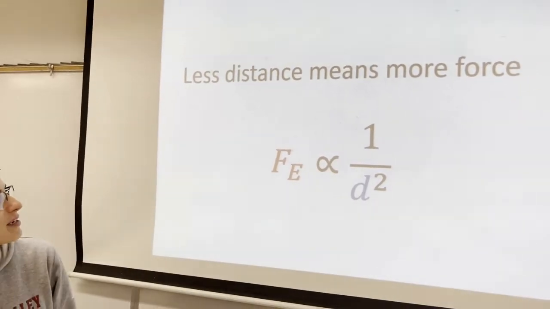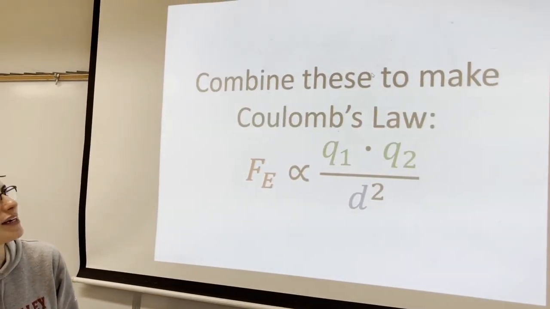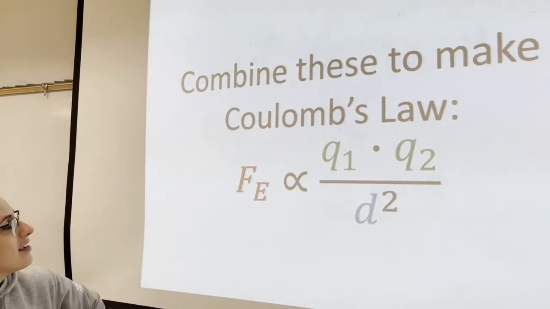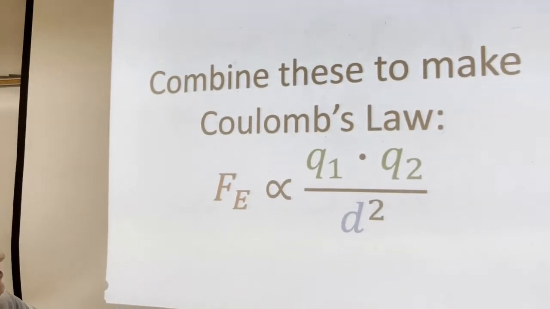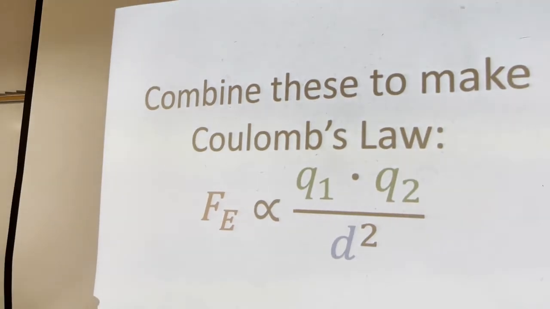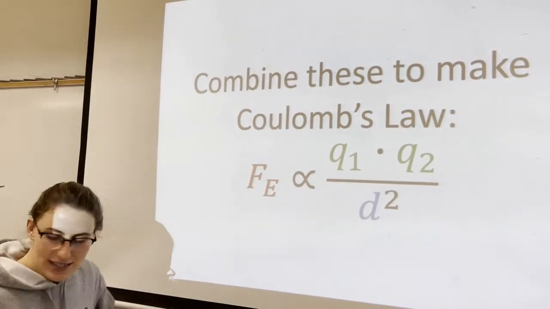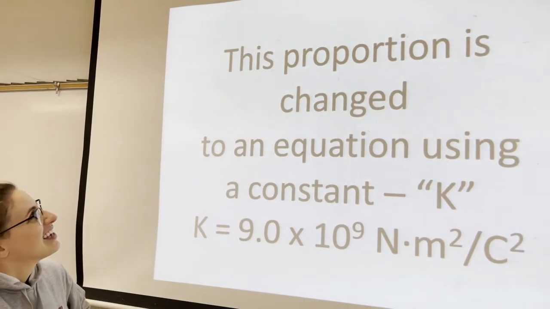So these are pretty much it. If you put them together, you get this. It's pretty, but it's kind of useless as of right now because we need a constant. This is helpful, but this is what we need. It's called Coulomb's law.